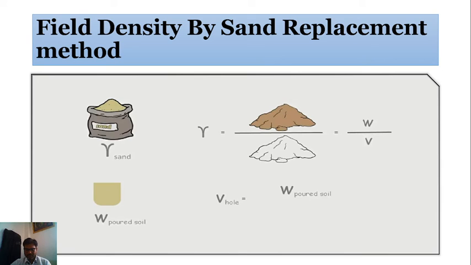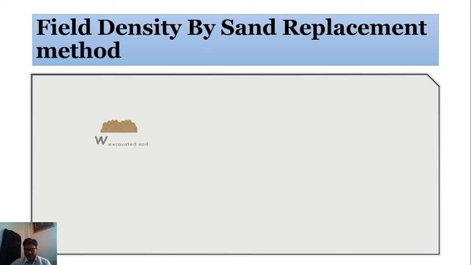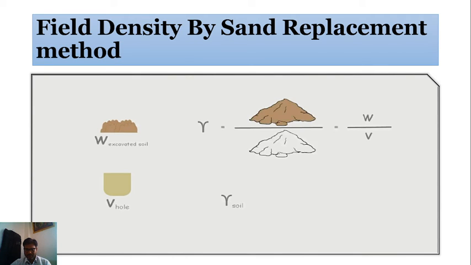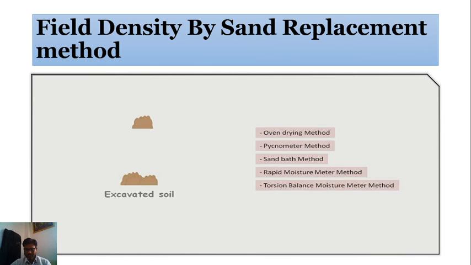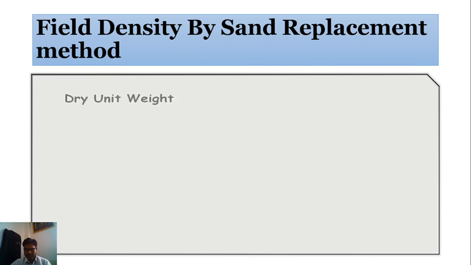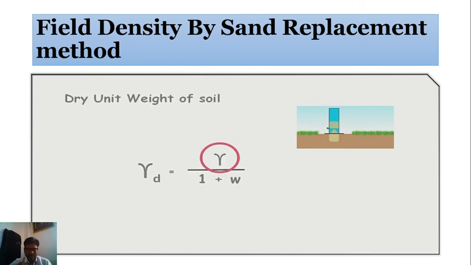Next, now we know the weight of the soil which we excavated from the hole and the volume of that hole. So again, by simply applying the bulk unit weight formula, we can calculate the bulk unit weight of the soil we excavated. From this excavated soil, if we take out a small sample and determine its water content using any of the water content determination methods, we can calculate the dry unit weight of the soil using this formula, where gamma is the bulk density that we have calculated here.